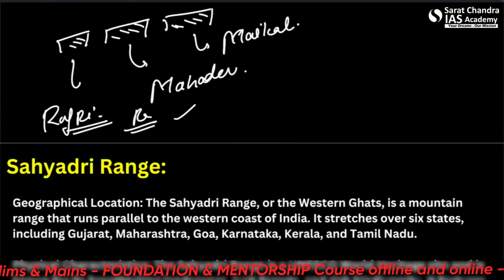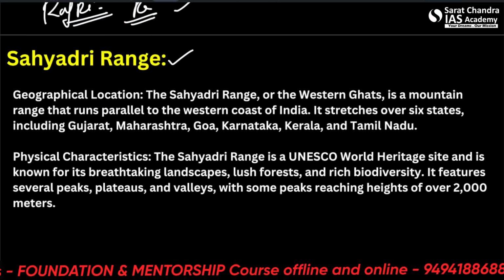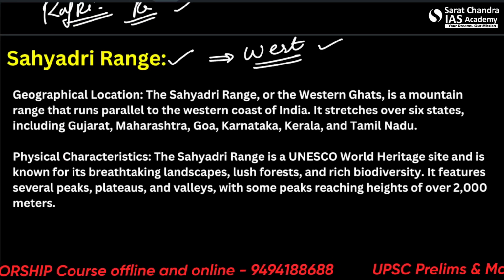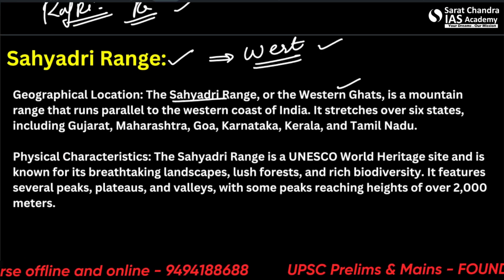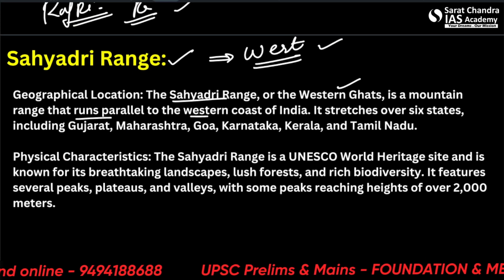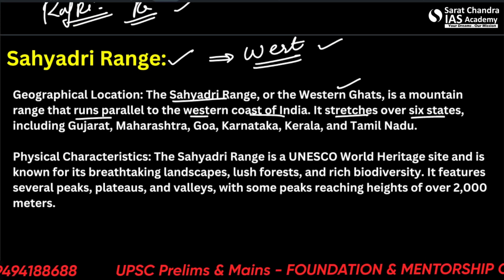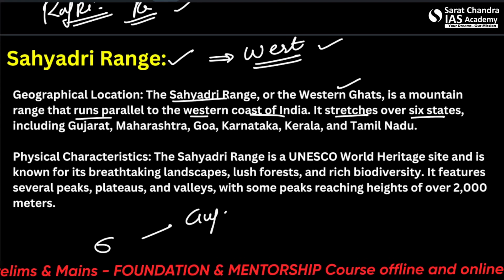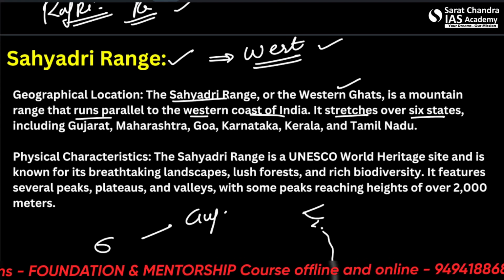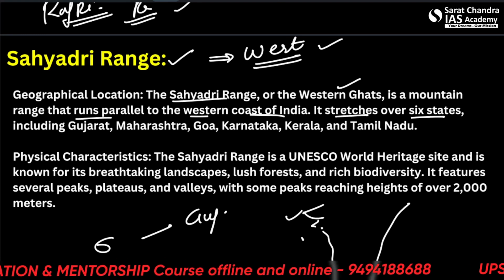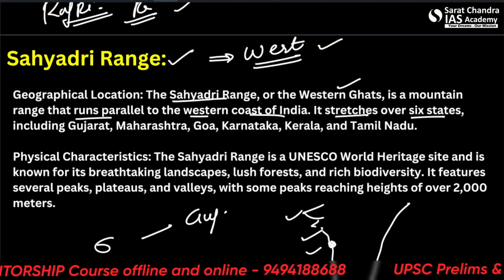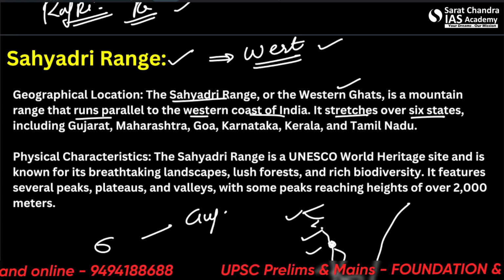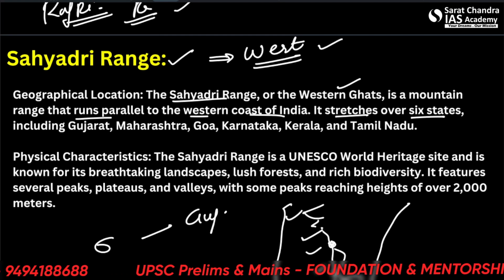Okay, let's come down to the Sahyadri ranges now, which are also known as the Western Ghats. The Sahyadri range or the Western Ghats is a mountain range that runs parallel to the western coast of India, stretching over 6 states. Please remember these 6 states. These are Gujarat, Maharashtra, the small state Goa, Karnataka, Kerala, and Tamil Nadu. So Tamil Nadu also includes the Western Ghats. Please remember this.